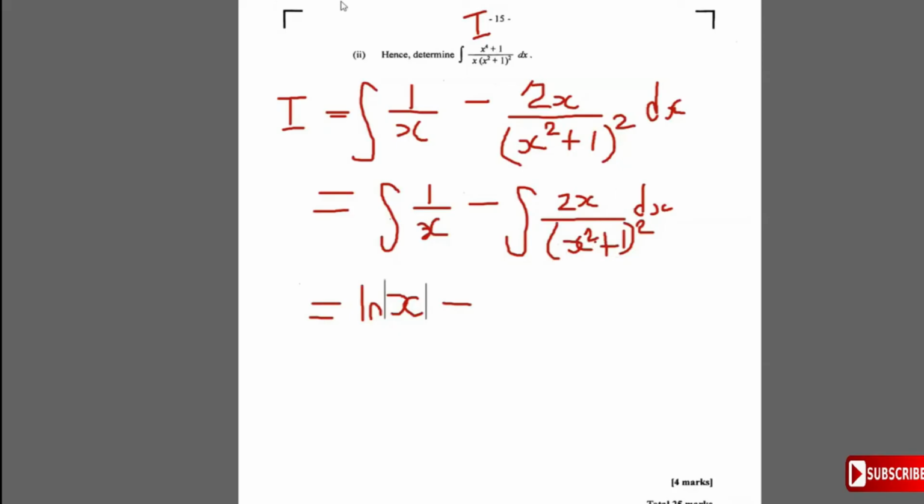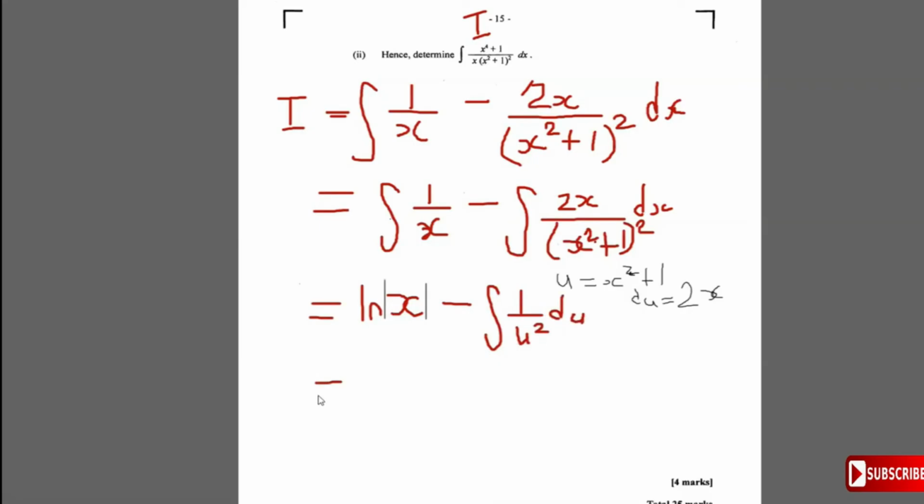Now I'm going to use u substitution here. I'm going to let u be equal to x squared plus 1. If I use a u substitution here, du would be 2x. And so this becomes minus the integral of, in the numerator is du, and here is just u squared. So it's minus the integral of 1 over u squared du.